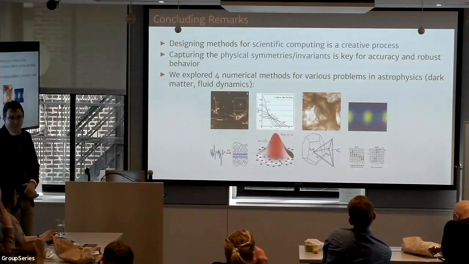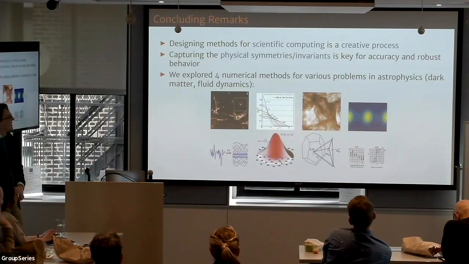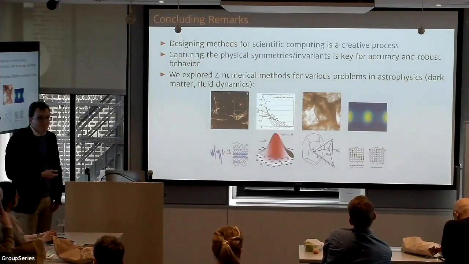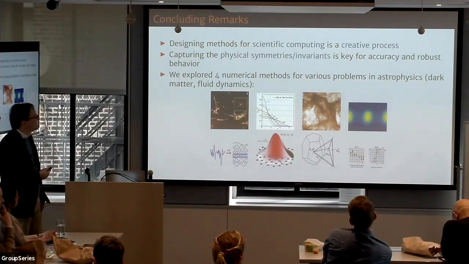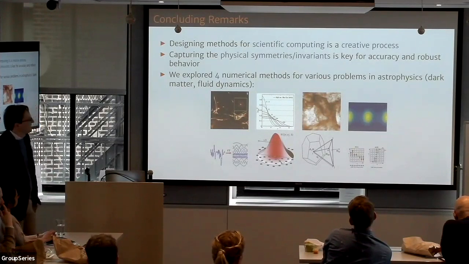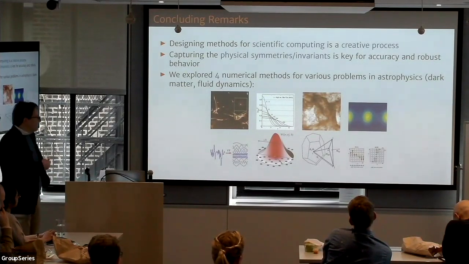So to conclude this informal lunch talk, I just want to say that designing numerical methods for scientific computing is an analytic process. Of course, you have to worry about things like efficiency, accuracy, robustness, but it's also a creative process because you can choose how you discretize your equations and represent them on the computer. I hope that by demonstrating these different methods, it helps inspire you to think in new creative ways to come up with new ways to discretize these equations.